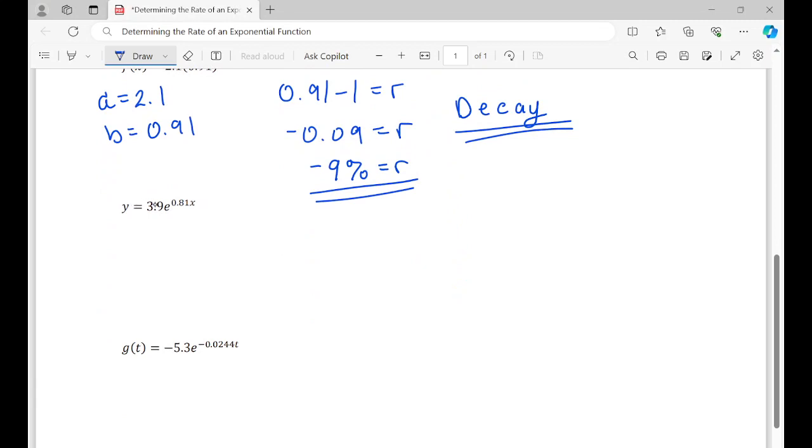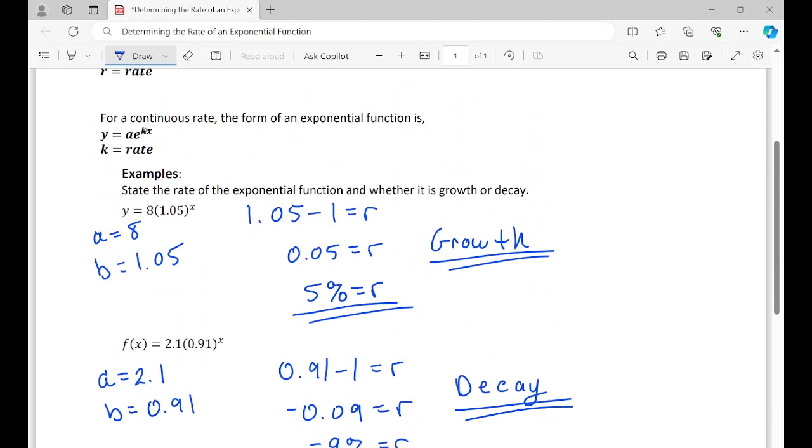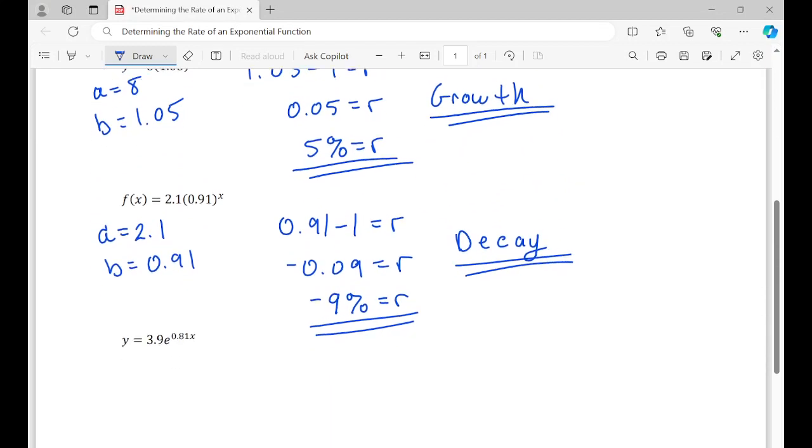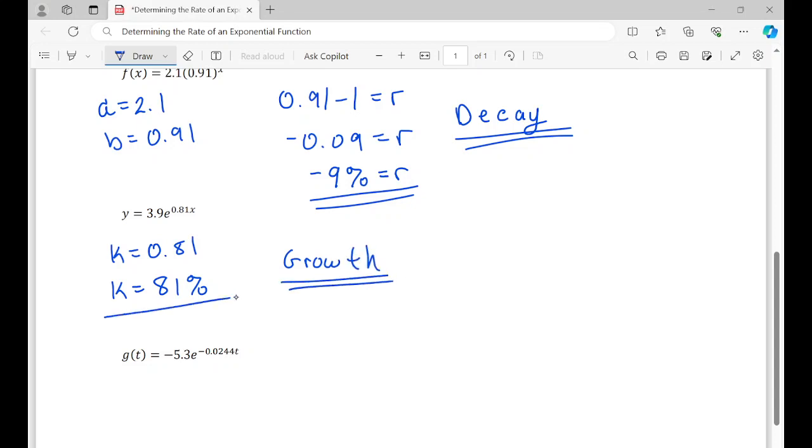Next we have y equals 3.9 e raised to the 0.81x. So this is the continuous form here, ae raised to the kx, where k is our rate. So k in this case is 0.81. That is what k is, and if we want it as a percentage, we can just multiply it by 100, and we're going to get 81%. And since k is positive, we say that this is a growth equation. So there's our rate, and there is what it is.